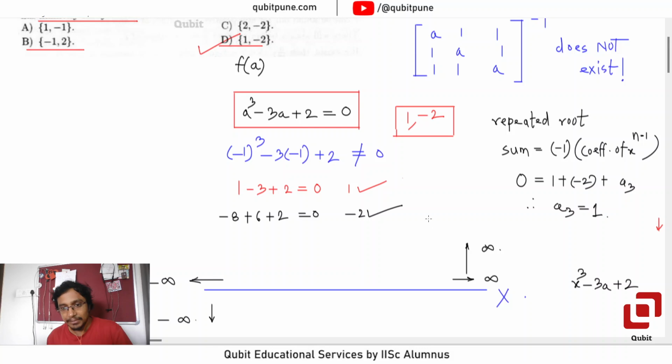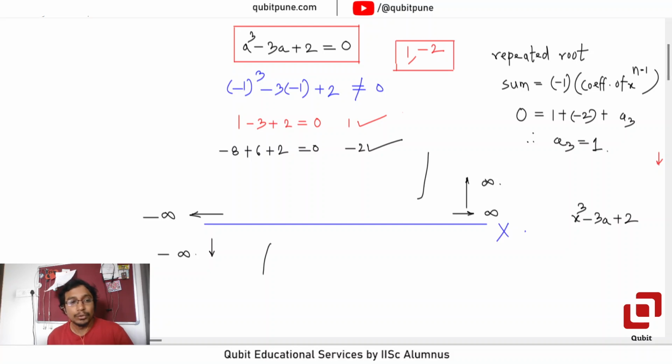So the graph's shape is clear as far as this is concerned. Now let's go to the roots. This graph is going to intersect the x-axis 2 times. It will intersect at 1 and it will also intersect at minus 2. Of course you can apply the techniques of calculus to prove it, but because 1 is a repeated root, we must show it like this.